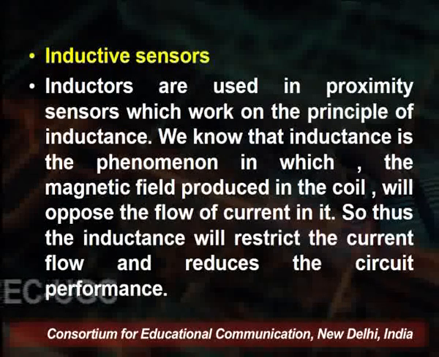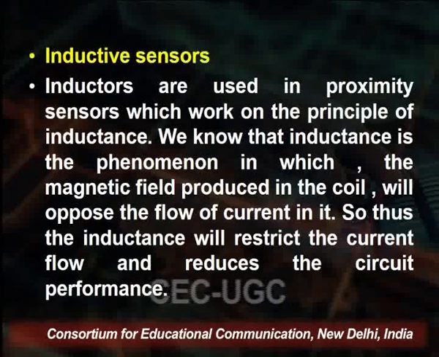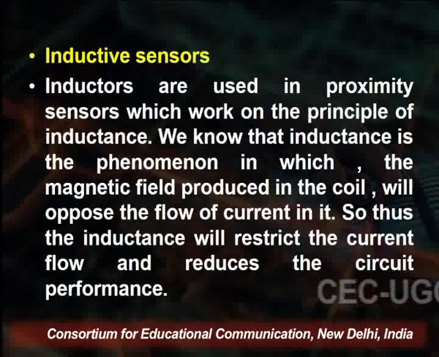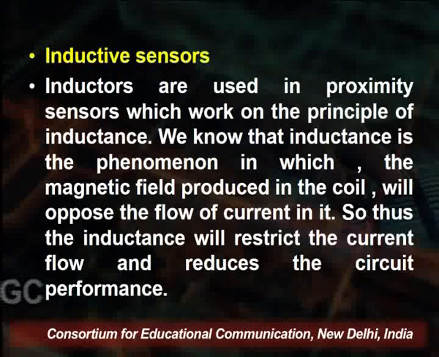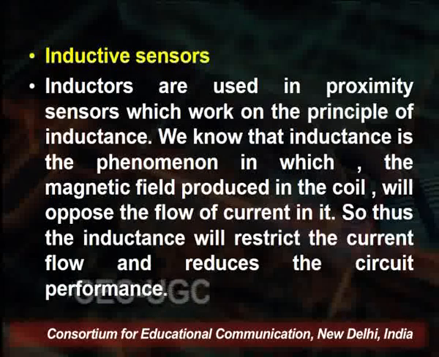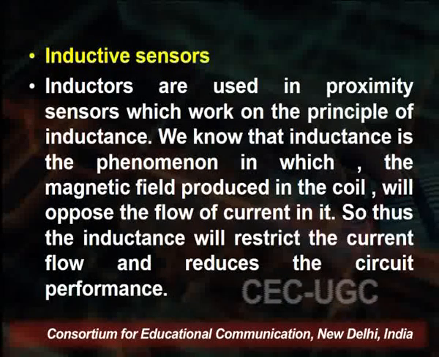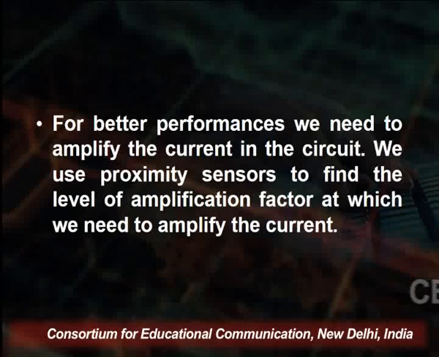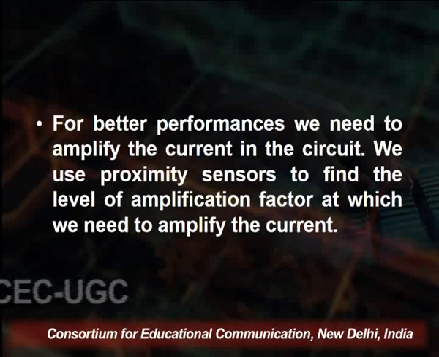Inductors are used in proximity sensors, which work on the principle of inductance. We know the inductance phenomenon: the magnetic field produced in the coil opposes the flow of current. Thus the inductance will restrict the current flow and reduce the circuit performance. For better performance, we need to amplify the current in the circuit. So we use proximity sensors to find out the level of the amplification factor at which we need to amplify the current. In the manufacture and design of the sensor, twisting the wire into a tight coil makes it work as an inductor.